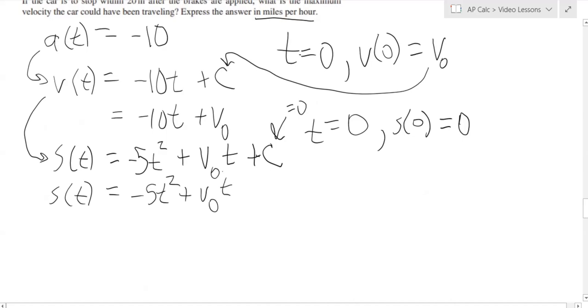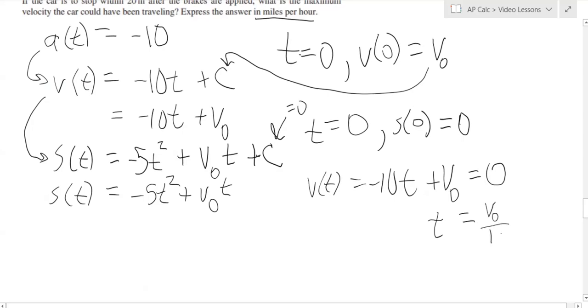Okay. The car stops completely when the velocity equals 0. So if we set the velocity function equal to 0, then we could solve that for t and get t equals v naught over 10. So whatever v naught is, that's the amount of time it takes for the car to come to rest. So we could substitute v naught over 10 in for t in the position function. Okay, so we're going to put this in the position function.